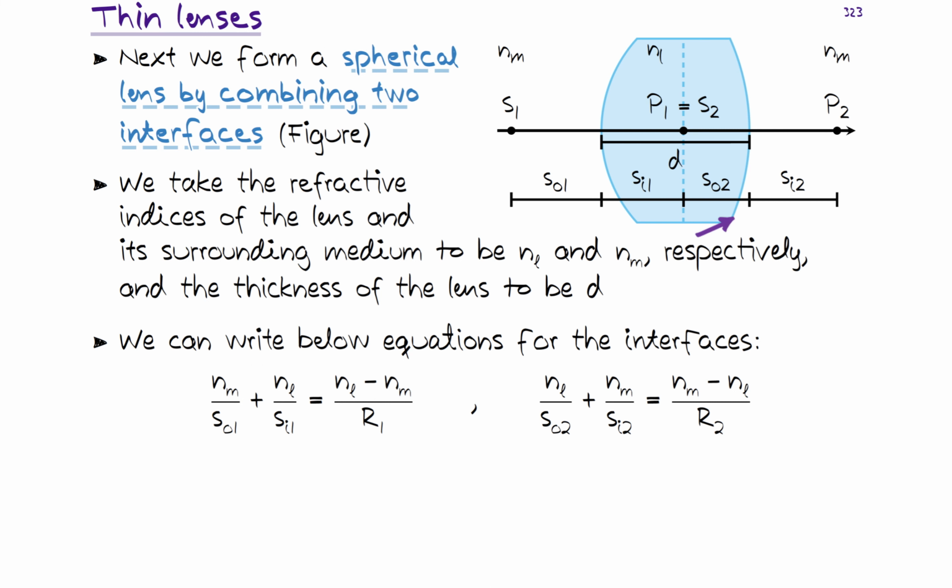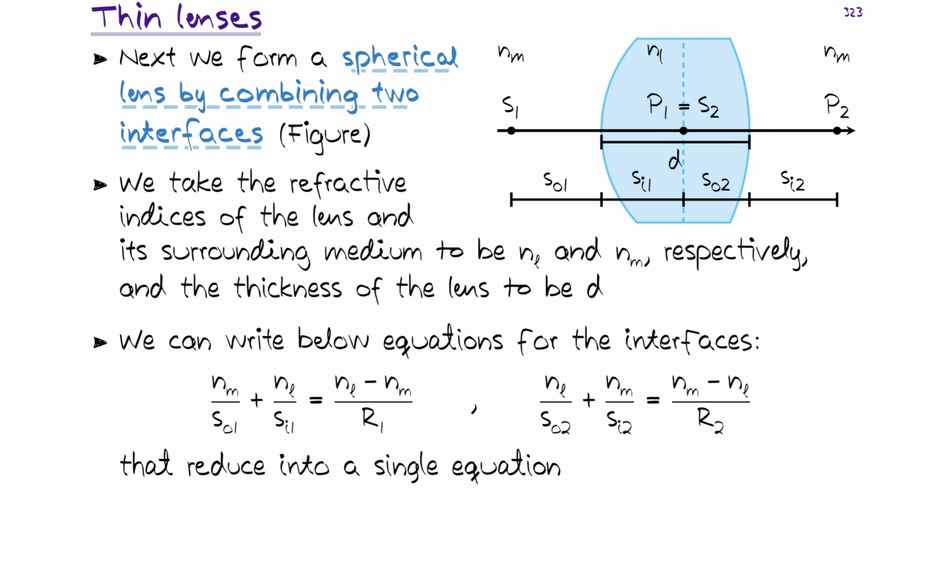So this would be the radius of curvature of the second interface. Sorry, I think I said lens in the previous sentence. And this would be the radius of curvature of the first interface, so this would be R1, and the other parameters are shown here: the SO1, SI1, and so forth.